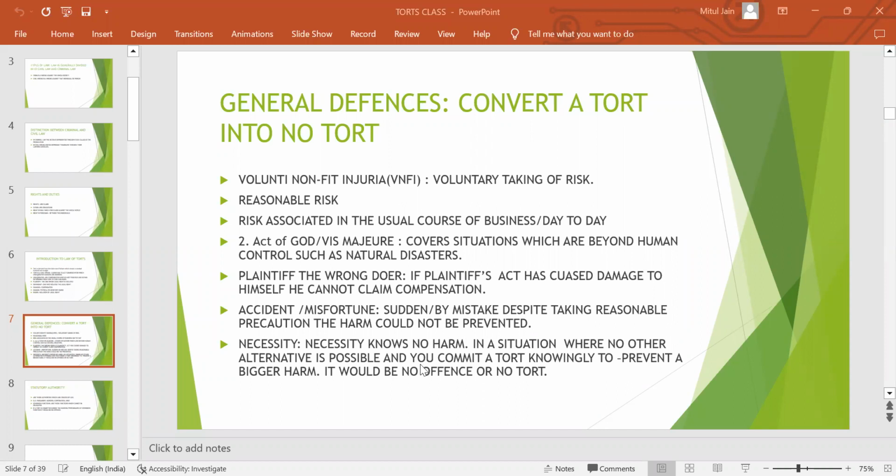Yes, Shikha, who is a plaintiff? Now, plaintiff is the person whose legal right has been violated.